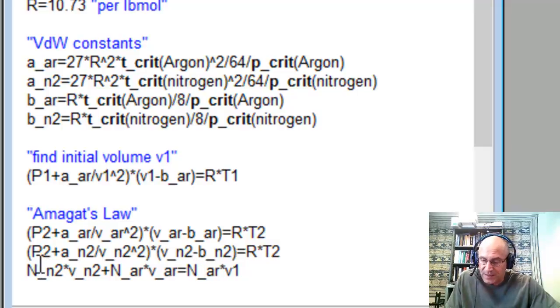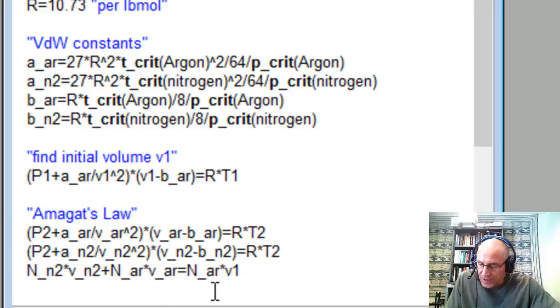So notice P2 is the same in both of those, but my specific volumes that I'm finding, I've got V sub argon and V sub N2, those two little volumes. And then the last thing to conclude it. So these are my three equations I'm solving simultaneously, as this last one, which is just adding up those volumes.